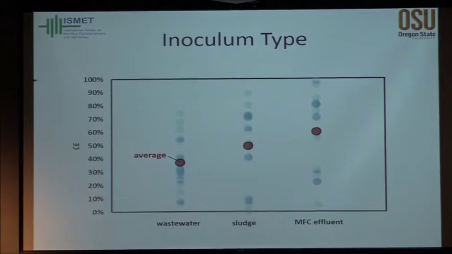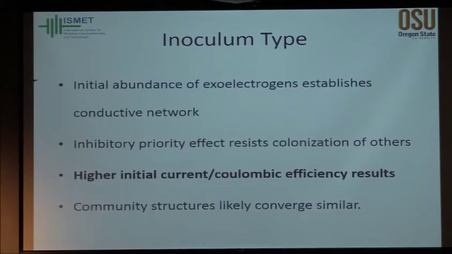Another factor we look at is the inoculum type. We can see some sort of relationship between the inoculum type and the Coulombic efficiency across studies, that MFC effluent can achieve relatively higher Coulombic efficiencies than sludge and wastewater.